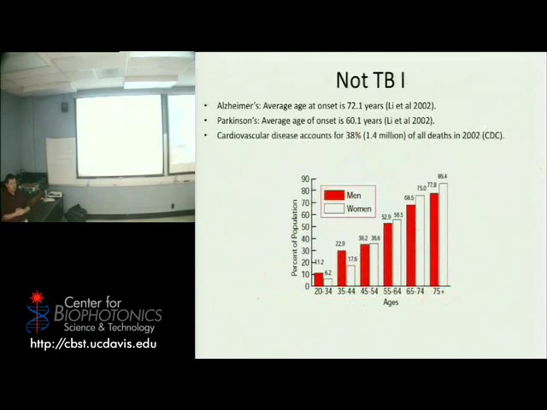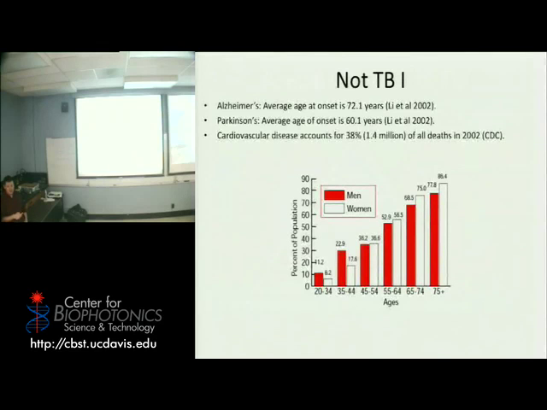So some of the diseases we talk a lot about in neuroscience are Alzheimer's disease and Parkinson's disease. They're very popular, studied. A lot of people have them. A lot of people have them in their family, so there's this connection with them. But one of the things I want to point out is the average onset for Alzheimer's is 72 years old. Average onset for Parkinson's is 60 years old. So this is primarily happening in the elderly population.